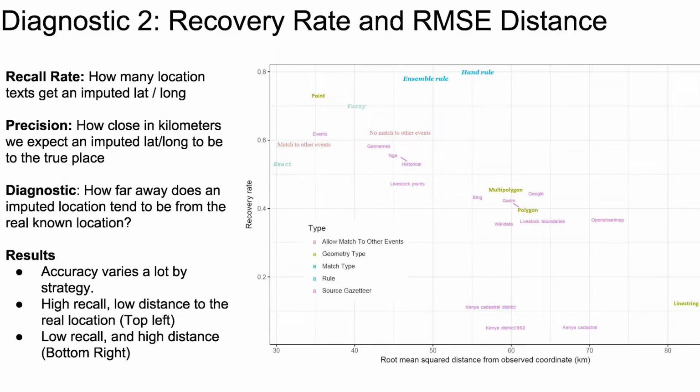So here's the second diagnostic, recovery rate and the root mean squared error of distance. So on the y-axis, we have the recovery rate. This is the percentage of events that we were able to impute a location for. So higher is better. So the highest ones we had were about 0.7, 0.75 we were able to recover. The lowest ones were really poor, like 10% of events.